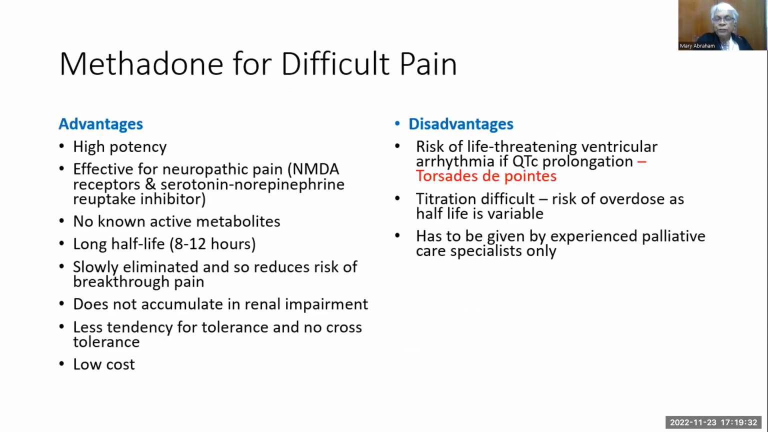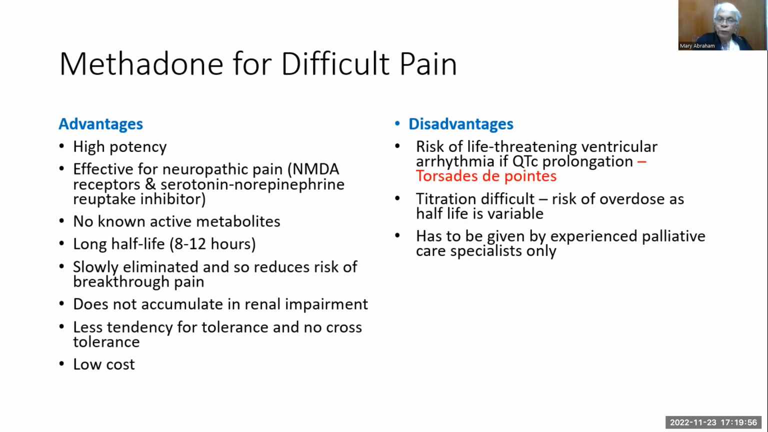So if you look at methadone, what is its advantage? It has got a high potency. It is effective for neuropathic pain because it can block the NMDA receptor, and also it is a serotonin norepinephrine receptor inhibitor. And that is why methadone has the added advantage that it is good for neuropathic pain.